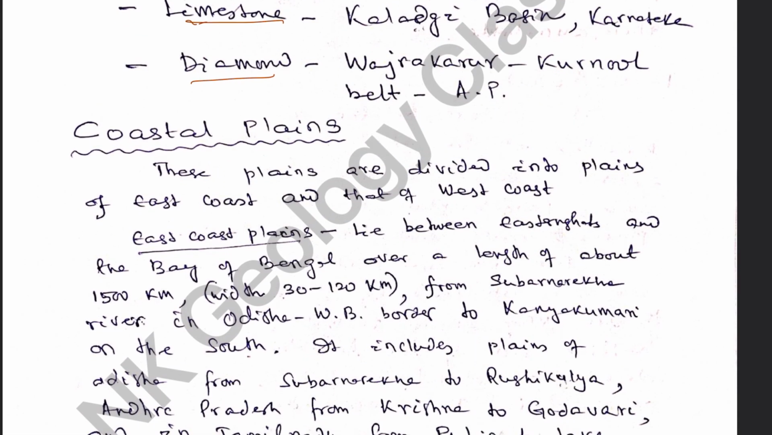Now let us discuss the coastal plains. These plains are divided into East Coast Plains and West Coast Plains.